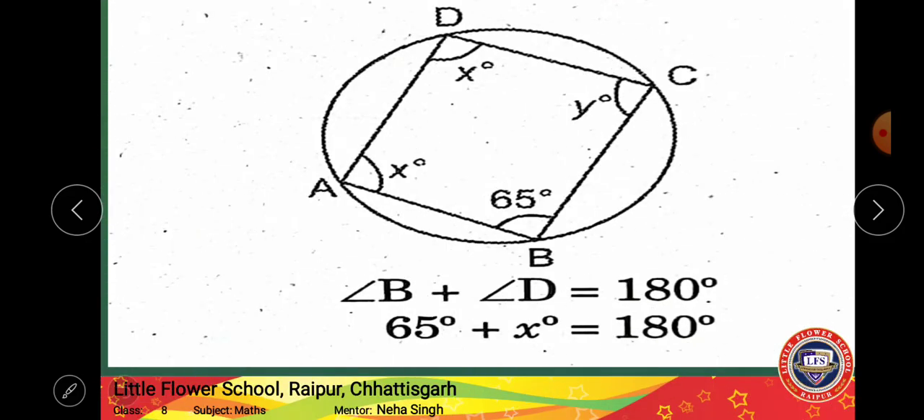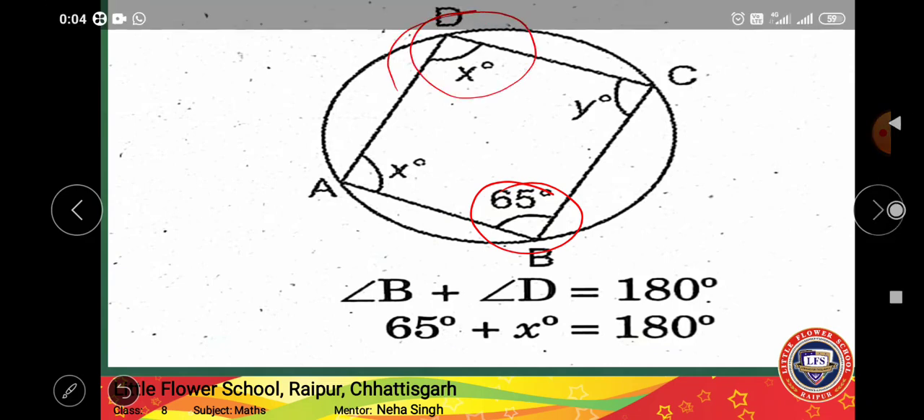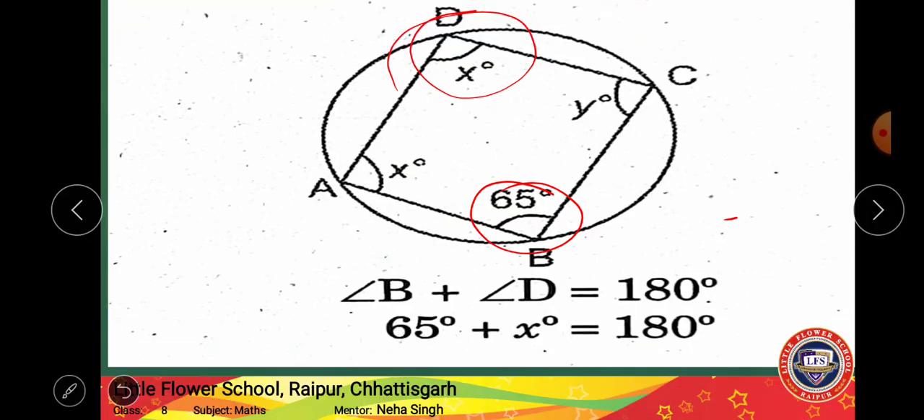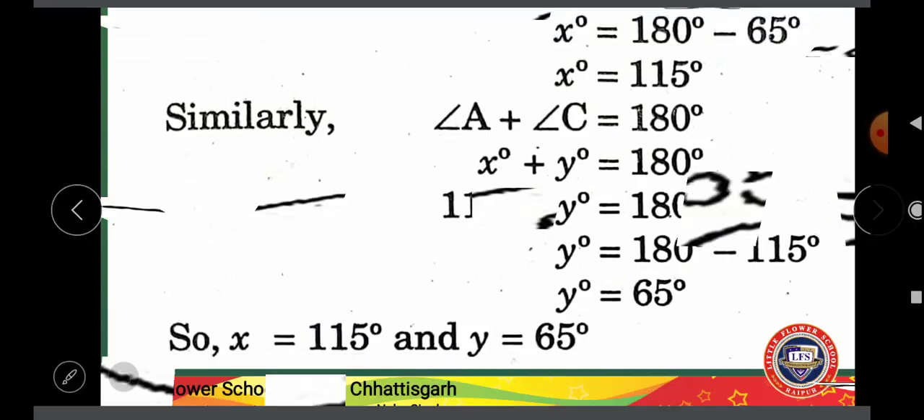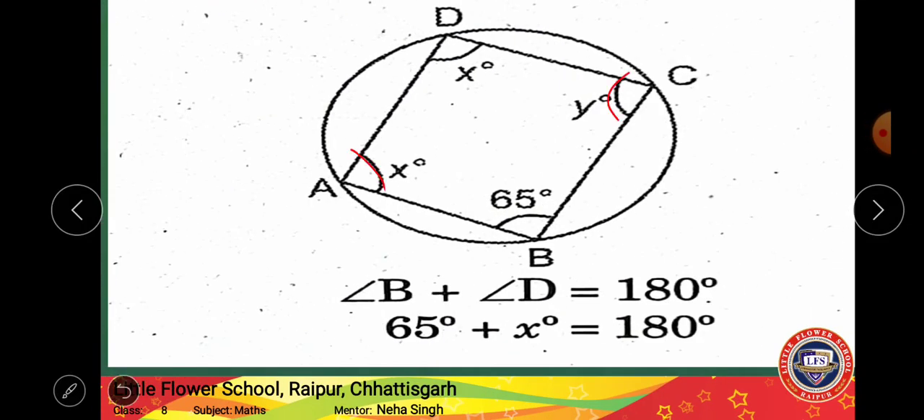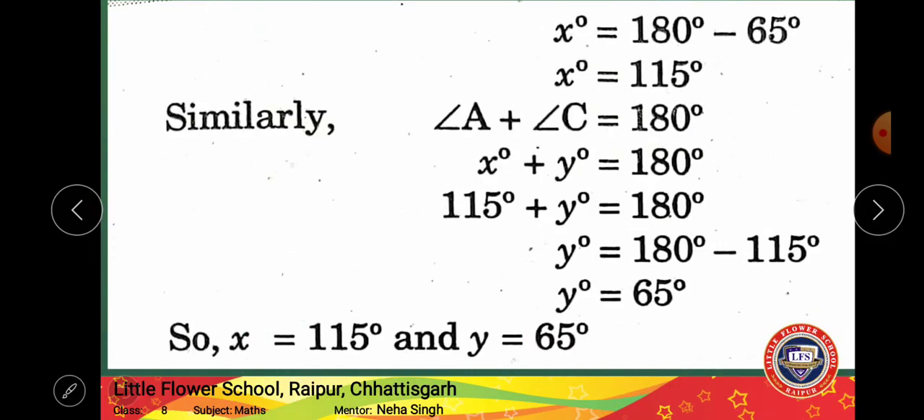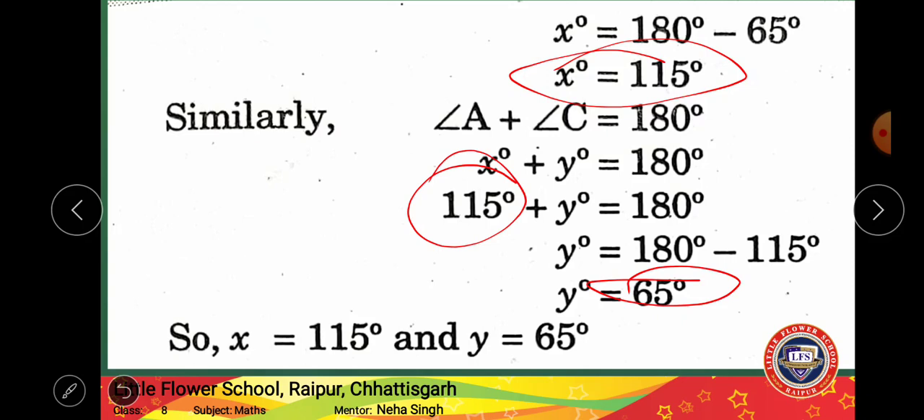Next part of the same question, same things will apply. B plus D will be 180 degree, 65 plus X will be 180 degree. So by this we can find the value of X. Now again A plus C, this is also X plus Y. This sum will also be 180 degree, alternate angles. A plus C is 180 degree, X plus Y is 180. We know the value of X here, so we will put the value of X. Y is 65 degree. Value of X and Y we have got.